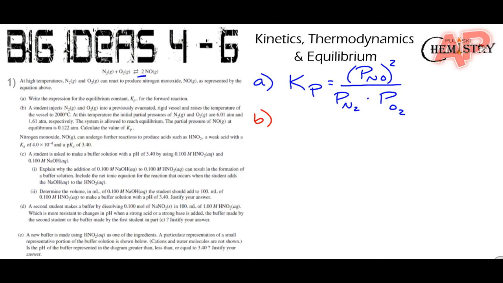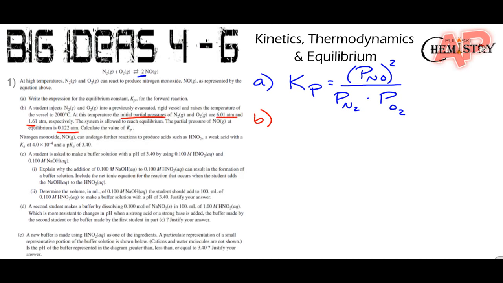B, it says a student injects N2 and O2 into a previously evacuated rigid vessel, meaning that there's nothing else in it and the volume will not change, and it raises the temperature of the vessel to 2,000 degrees Celsius. At this temperature, the initial partial pressures of N2 and O2 are 6.01 atm and 1.61 atm respectively. So they give us some initial partial pressures. When it says respectively, it means that the values are linked in order of my gases. So N2 is 6.01 and O2 is 1.61. The system is allowed to reach equilibrium. The partial pressure of NO at equilibrium is 0.122.